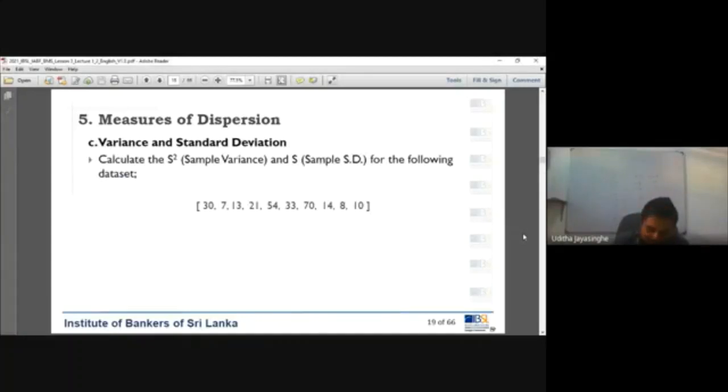I'll give you this as homework before we start the next class. I'll discuss on this slide, slide number 19. Calculate the sample variance and sample standard deviation. Okay, sample. I have given this as the sample data set, not the population. Use your calculators, calculate and get the answer before the beginning of the next class, and we'll discuss whether we are all on the same page.